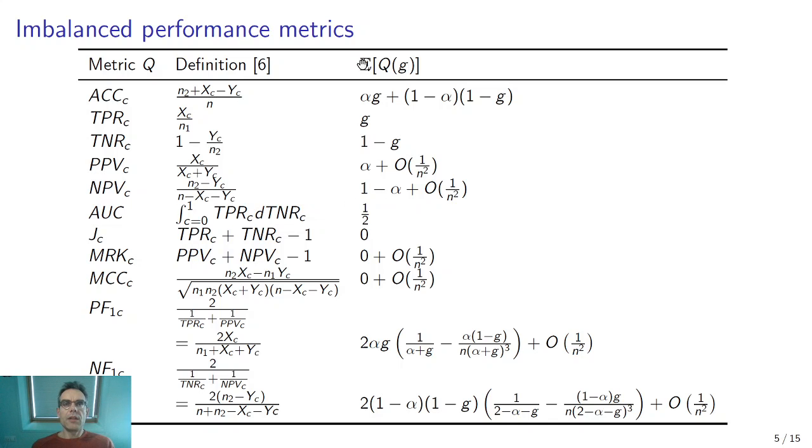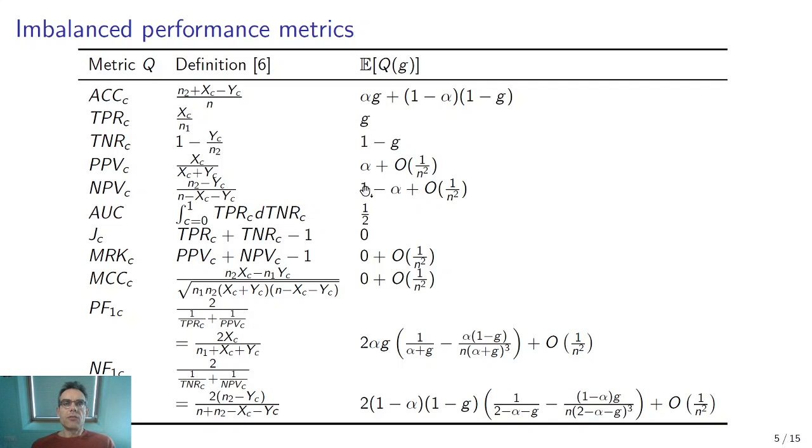And now if we look at the expected value for Youden's J, it's always 0. For Markedness and MCC, it's also 0, except for a small term that can be ignored unless your test set is very small. Area under the curve has an expected value of a half.